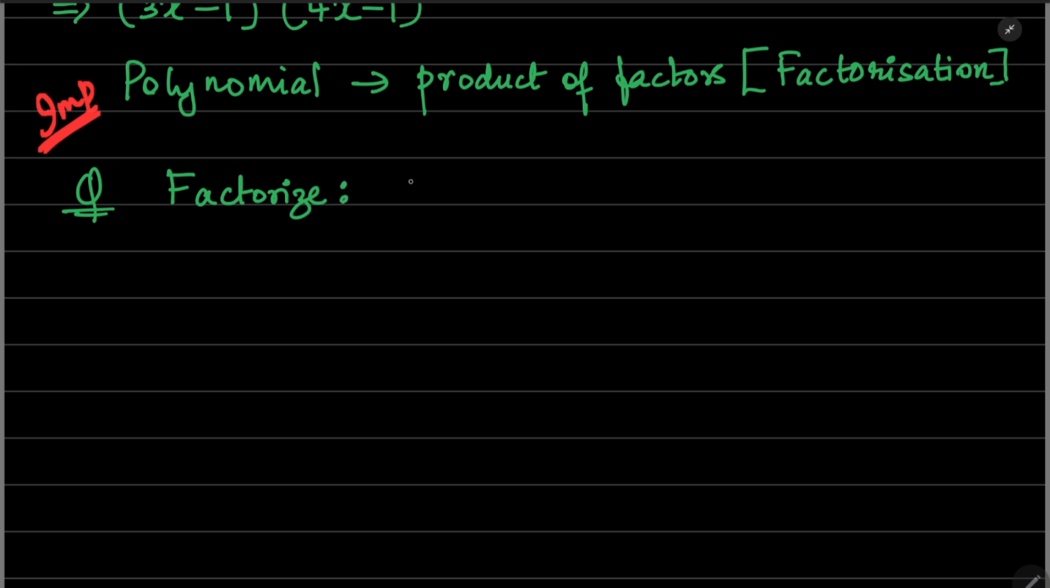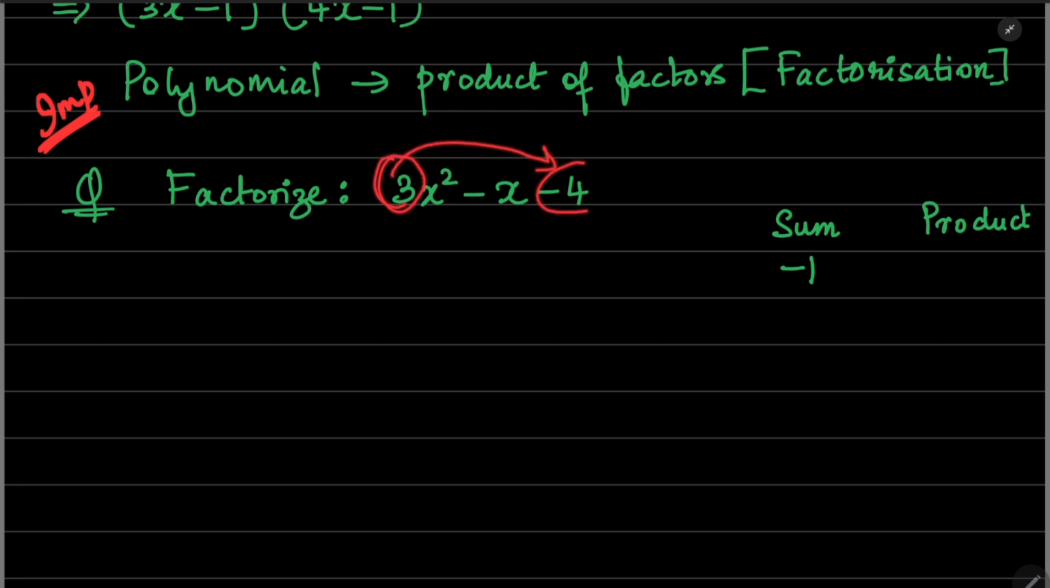using middle term splitting. The question is 3x square minus x minus 4. Now tell me what will be the sum and what will be the product. The sum will always be the coefficient of the x term. What is the coefficient of the x term? Minus 1x. Yes, the sum will be minus 1. And what will be the product? The product will be the coefficient of x square multiplied by the constant, which is nothing but minus 12.